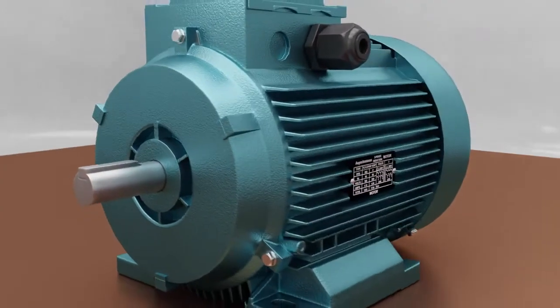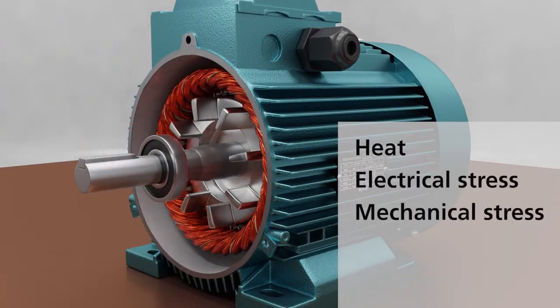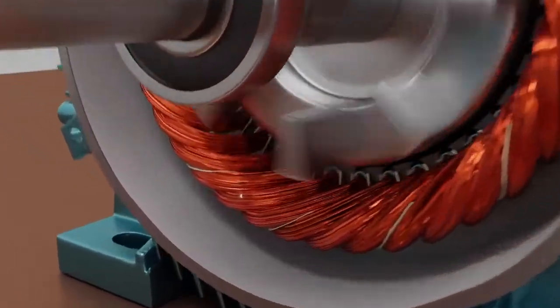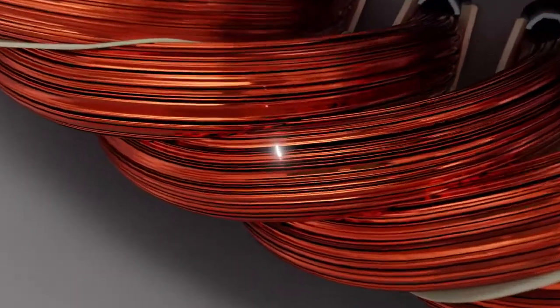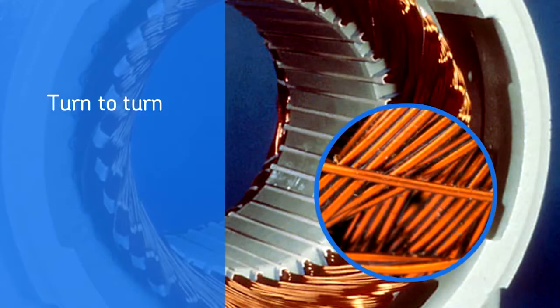Insulation strength degrades over time due to heat, electrical stress, mechanical stress, abrasion, and contamination. The most common insulation failure is between turns of wire that are next to each other in the same coil. This is called a turn-to-turn fault. Other wire-to-wire insulation faults are phase-to-phase and coil-to-coil.